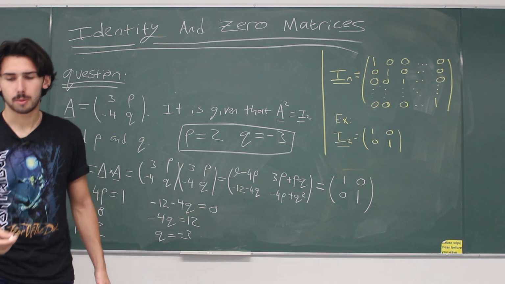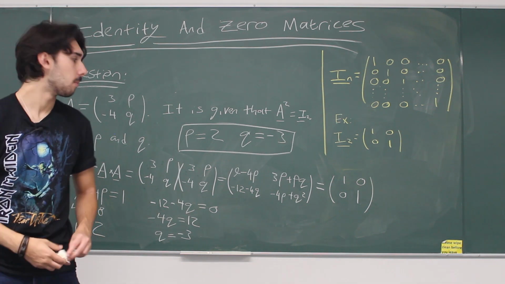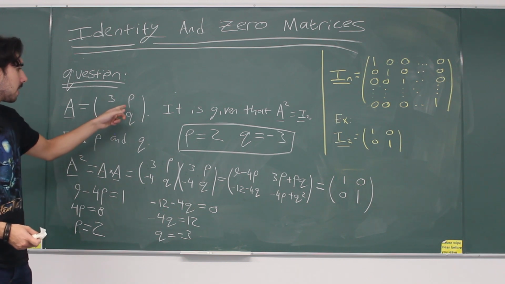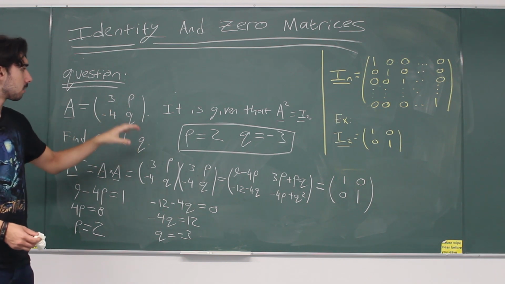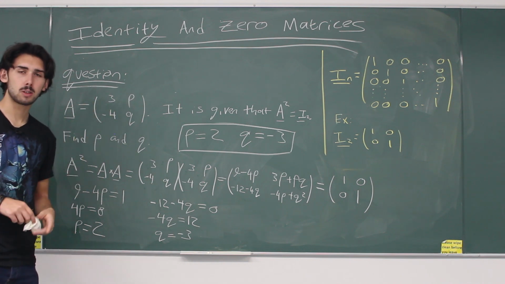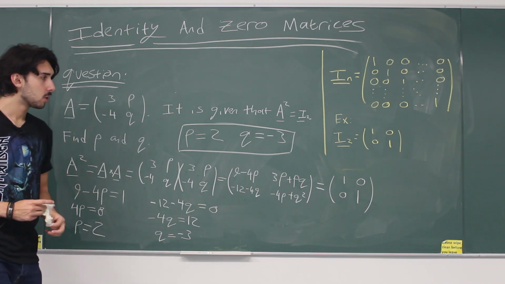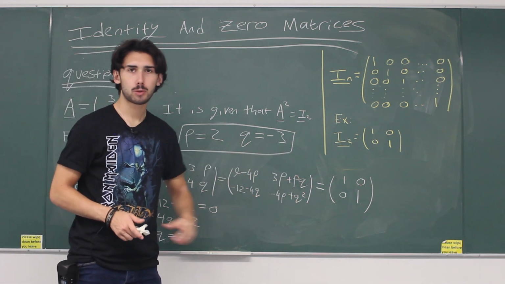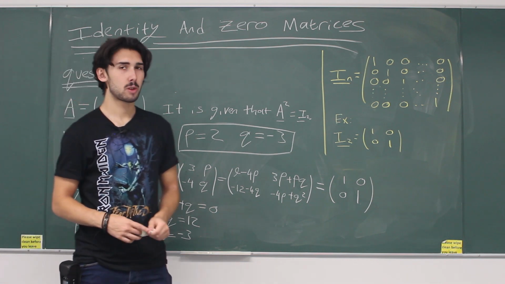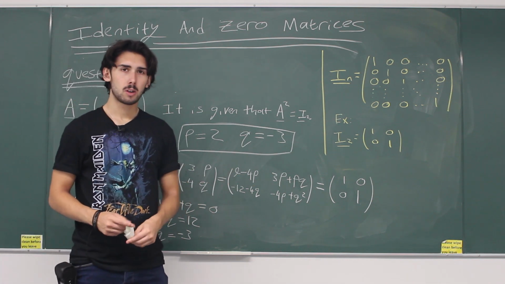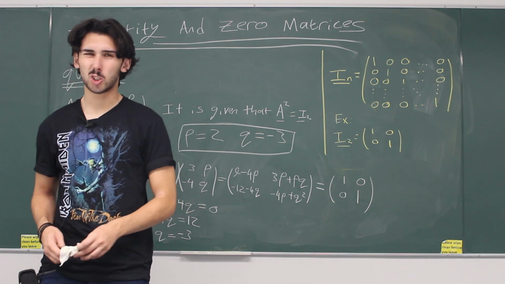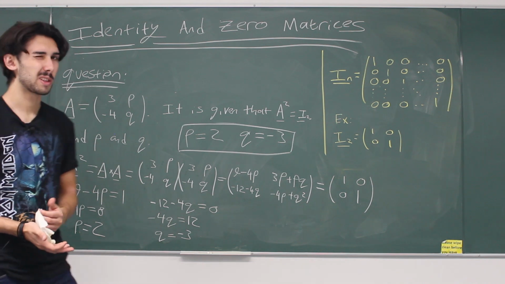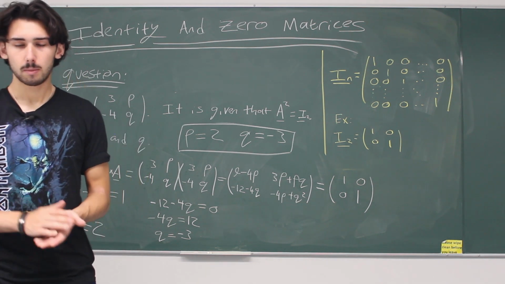If you were in an exam or something and you wanted to check your answer in some way, then of course you could go back into A, replace P with 2, replace Q with minus 3, literally square it and check that you get the identity matrix. And you could even substitute 2 and minus 3 into the top right and bottom right entries of the matrix to make sure that they're equal to 0 and 1 respectively. Okay, so there's lots of ways to check your answers. But that's how you do a question like this involving an identity and 0 matrices.